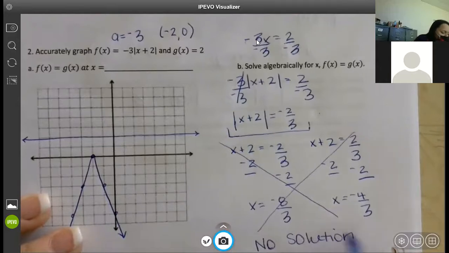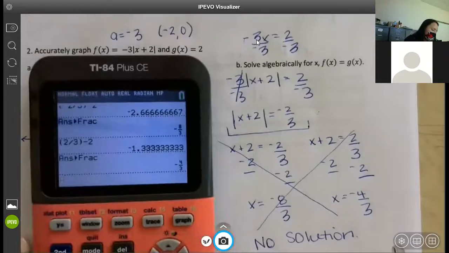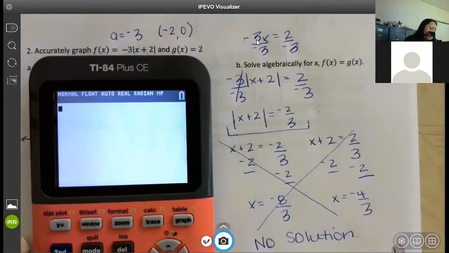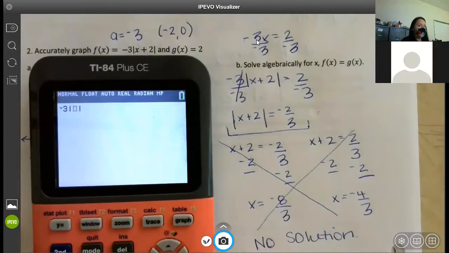is no solution. So how do I figure that out without having to graph it, because I'm really lazy and I don't want to graph? You just plug your answers back into the original. So when I do this, I'll have -3. Remember, to get to absolute value, it's math and over to num. Instead of x, I'm going to plug in one of my answers, -8/3. Then I have a +2 and get out of that.